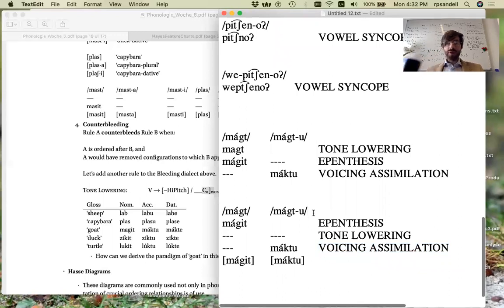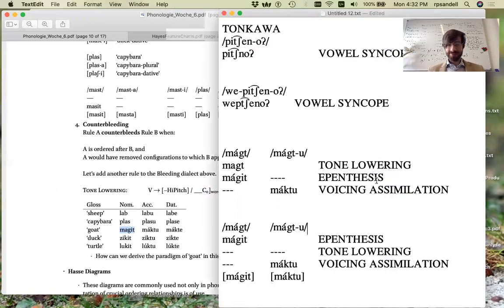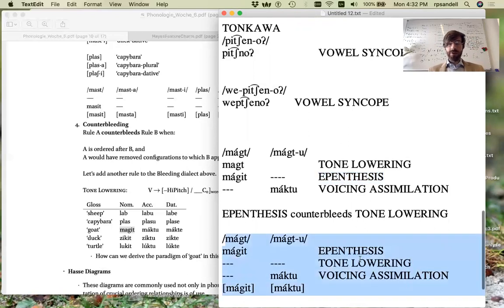Consequently, in the actually occurring fake invented forms that I've made, tone lowering counterbleeds epenthesis, or sorry, I should say epenthesis counterbleeds tone lowering. That is what we want to say. Epenthesis counterbleeds tone lowering because epenthesis could have bled, as we can see from this derivation.